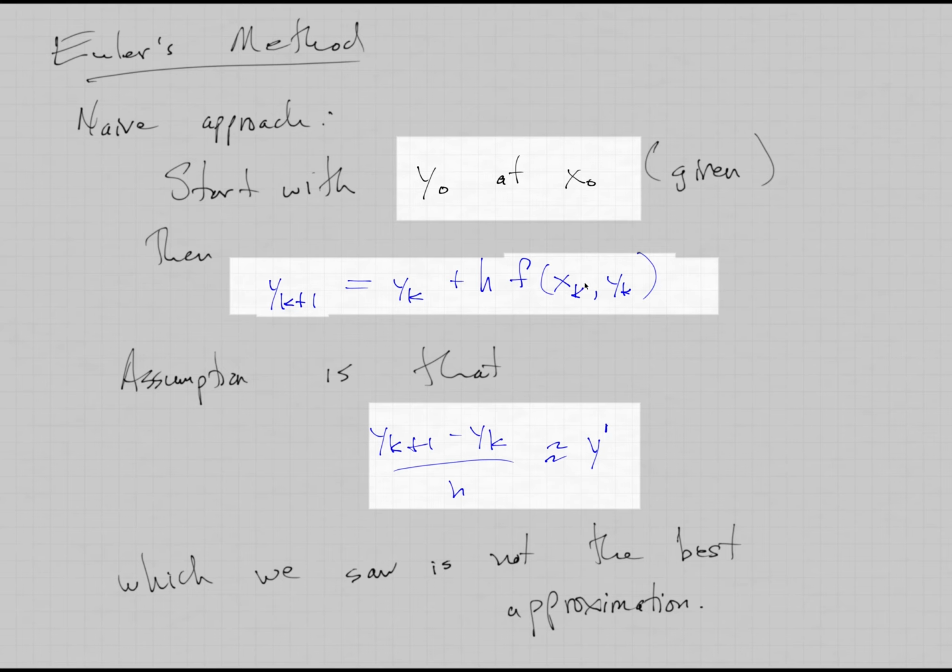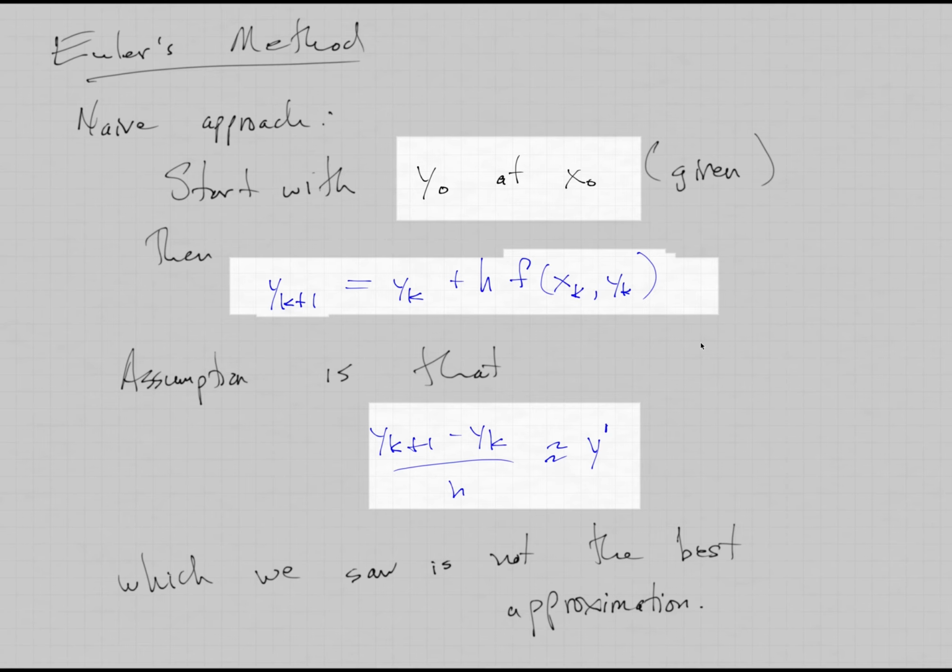Now, as I say, this is a little bit naive because we don't expect that the actual average rate of change from xk to xk plus 1 would be exactly this value. This value is the derivative at the point xk, yk, but there's no reason to think it would represent the average value of the derivative between xk and xk plus 1. So this is a naive approach. However, despite that, it works.